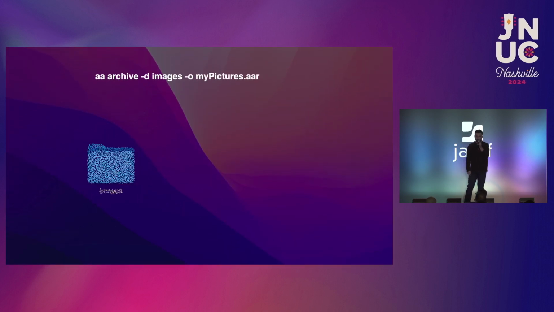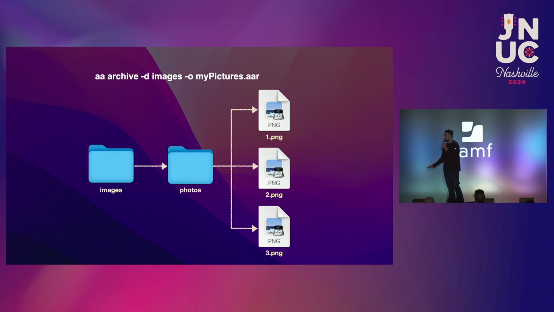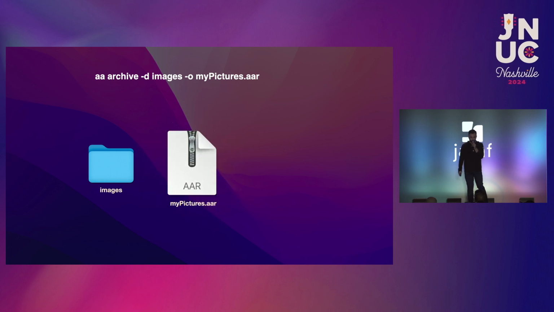So let's take a look at the following directory structure. We have a folder named images, and inside that a folder named photos with a few images. This has nothing to do with images, I'm just using this as a demonstration. When we use the Apple Archive command to create an archive and point it at the directory images, it archives all the contents within that images folder, excluding the images folder itself. That's important, I'll get into that a little later.